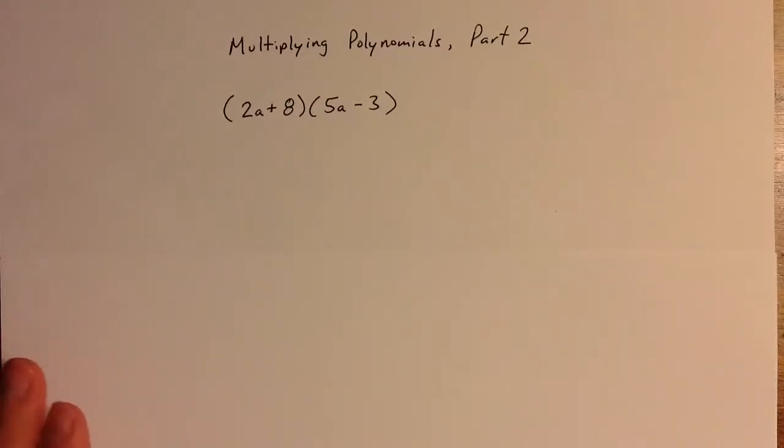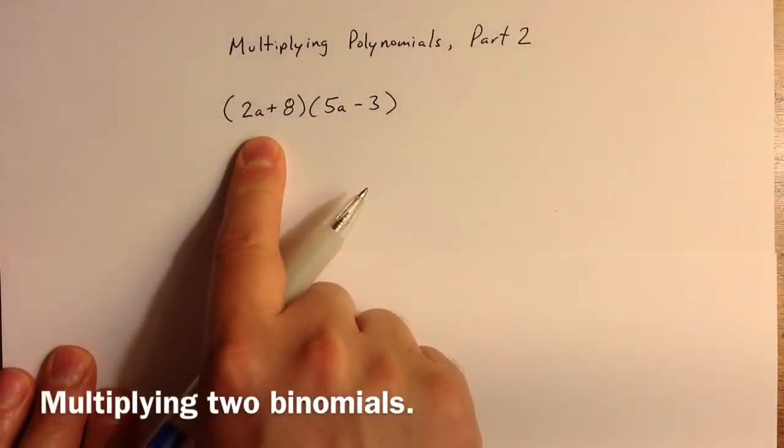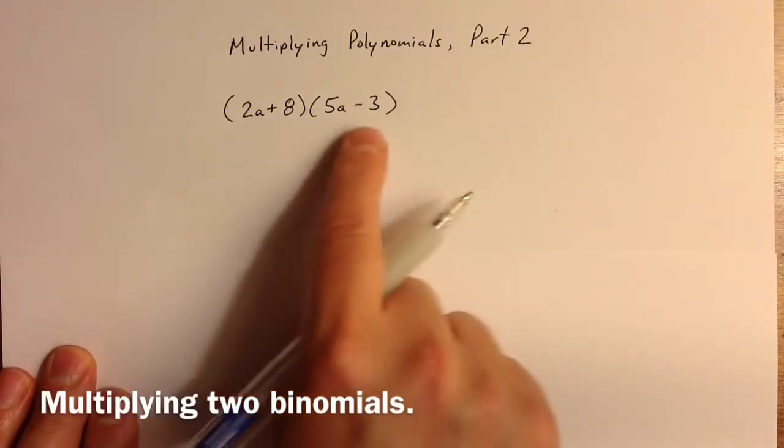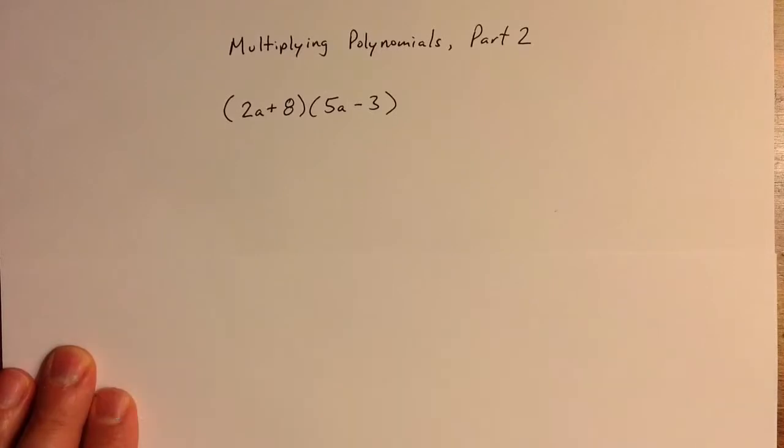Let's take a look at the process of multiplying polynomials when both of the polynomials have more than one term. So in the first example here, we have a pair of binomials. Both of these have more than one term. Both of them have two terms. And I'd like to multiply them together in an appropriate way.